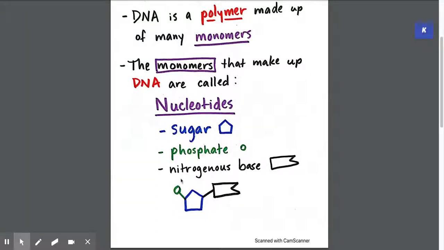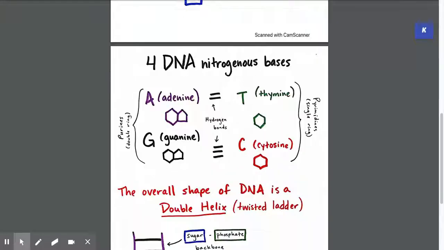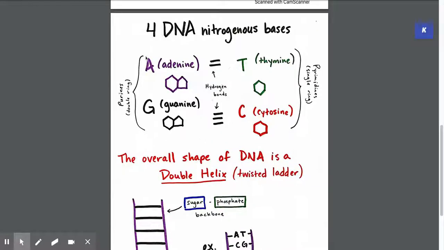And then the pieces fit together like this every single time. You have the sugar in the middle, the phosphate out here, and then coming out of the other side is the base. Okay. In terms of the types of bases, there are 4 bases. We have adenine, A, guanine, G, T, thymine, and C, cytosine.